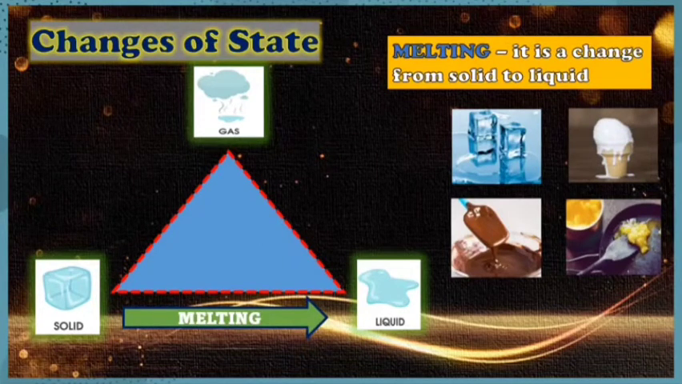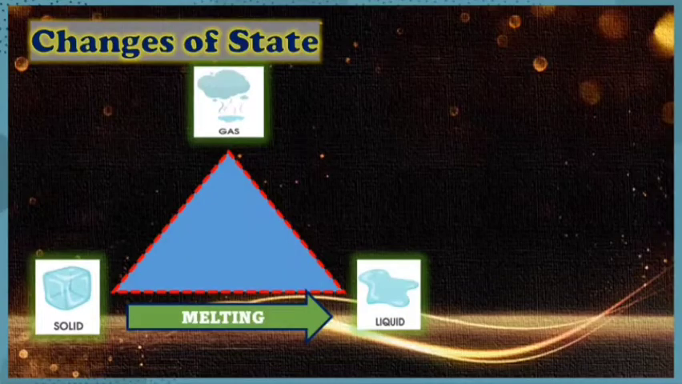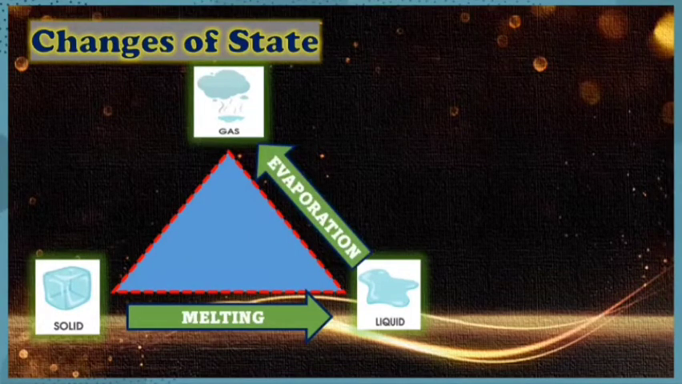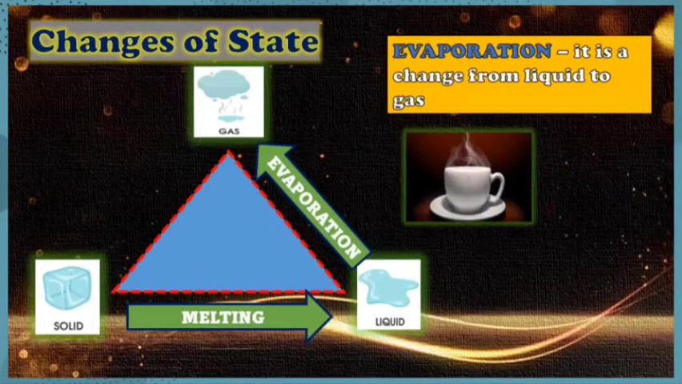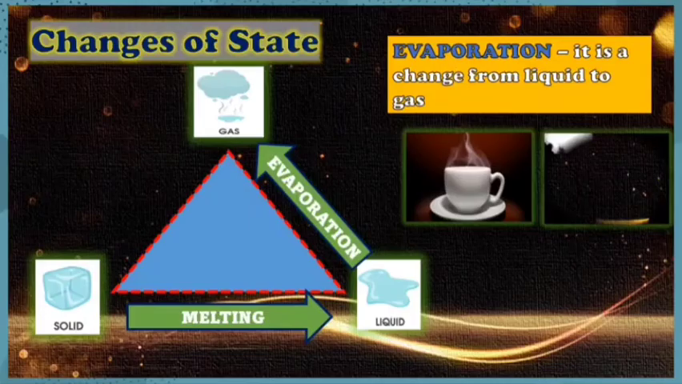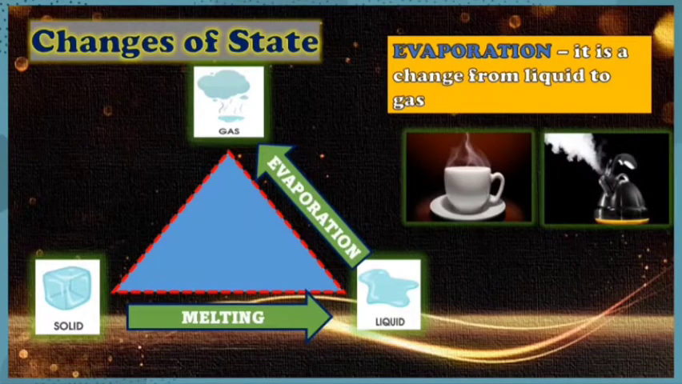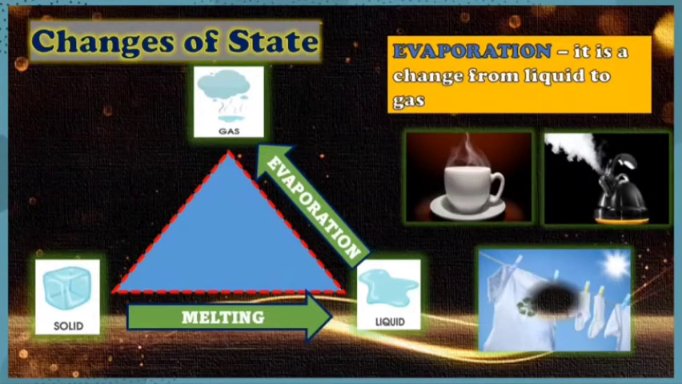Next process or change of state is what you call evaporation. It is a change from liquid to gas. For example, when you drink coffee, the smoke on your coffee is evaporation. The boiling of water, and drying your clothes under the sun, are examples of what you call evaporation.